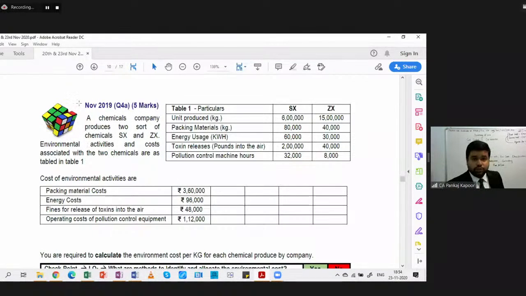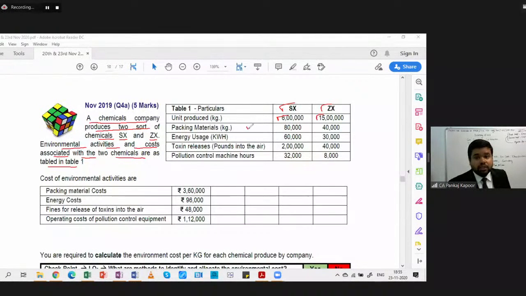Okay, friends, let's start the question. Read the question along with me. A chemical company produces two sorts of chemicals, X and Z. Environmental activities and the costs associated with the two chemicals are tabulated in table number 1. So for chemical X and chemical Z, they tell us how many units are produced. 6 lakh kg of X is produced, whereas 15 lakh kg of Z is produced.